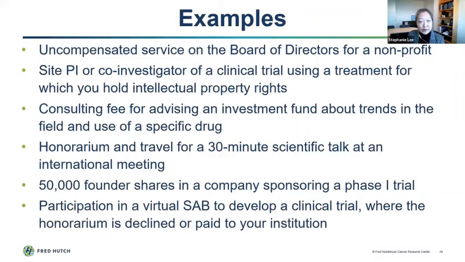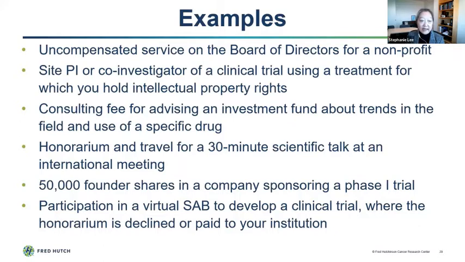Okay, so now I just want to go through these 10 examples, and I think we're doing pretty well on time. And so we'll have lots of time for question and answers at the end. So I just picked out these examples of things that I've seen or that I've been involved in that kind of illustrate the principles that we've talked about. So let's talk through these.